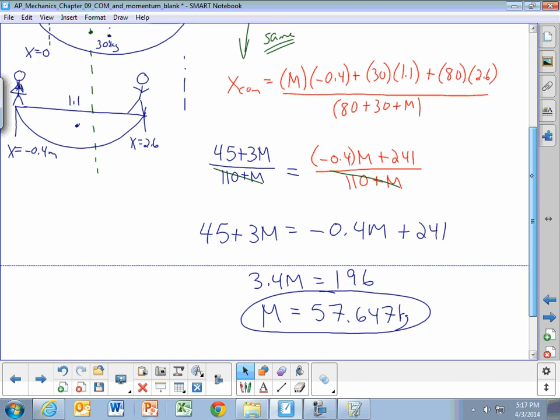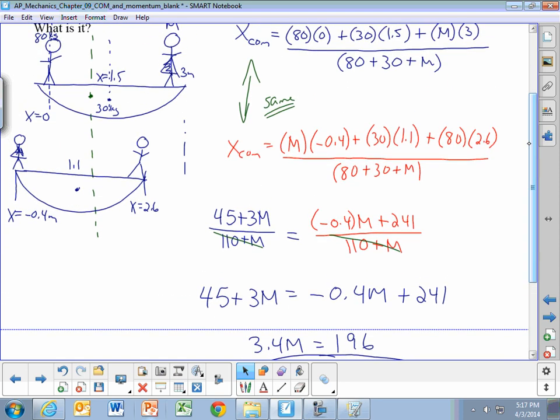Again, by understanding that the center of mass of the system needed to stay in exactly the same spot, so even though everything else shifted around, the center of mass of the system stayed in exactly the same location because there were no external forces acting on the system, we were able to figure out the unknown mass from how far everything else shifted.